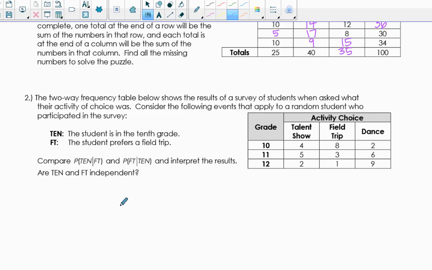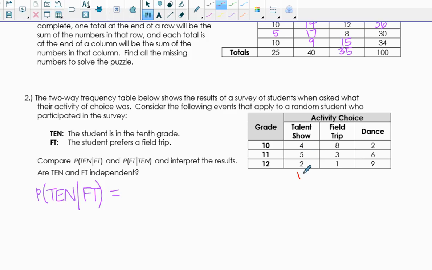We're just making sure that we understand the difference between conditionals and then how can we interpret them, and then are they independent. So first we're going to find the probability of 10th grade given they like field trips. Okay, so how many students like field trips? Well, we need to do some adding here.